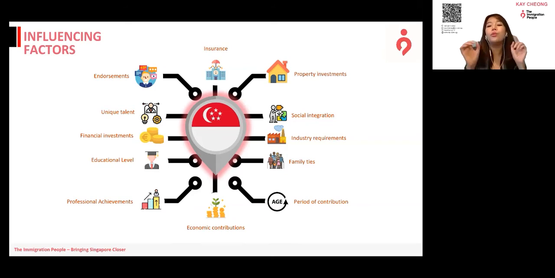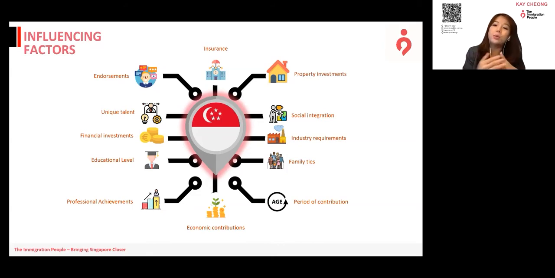Imagine I have two profiles, candidate A and candidate B. Candidate A is single, candidate B is also single, but candidate B has a lot of relatives around him, all local, Singaporean or PR. If the same thing happened to these two candidates, I would say candidate B definitely has a lower tendency of moving back to his home country, because he has a lot of support here. He has his relatives around him. So relatives are also important.